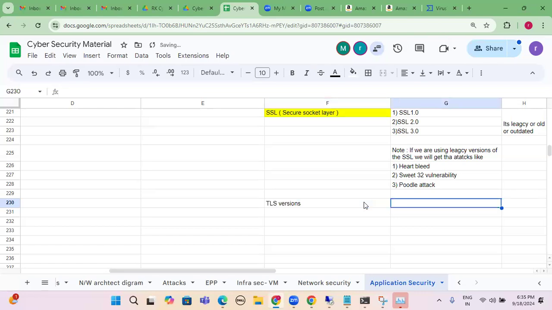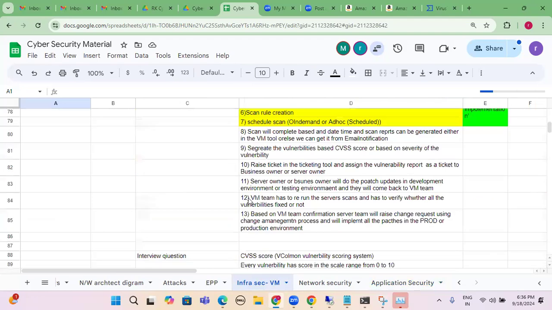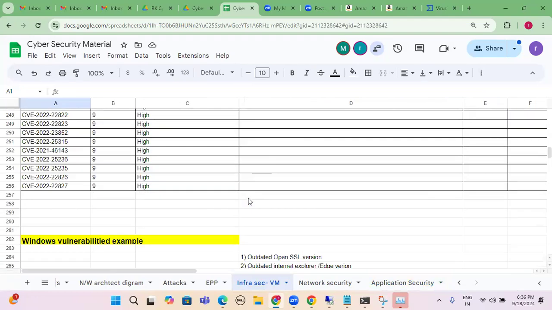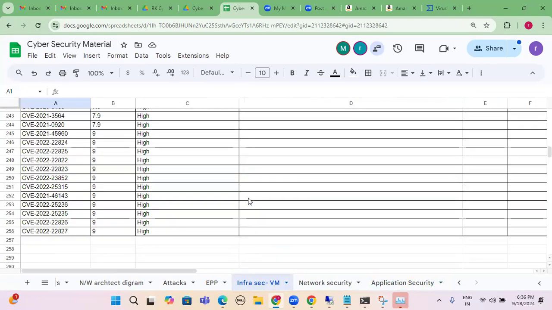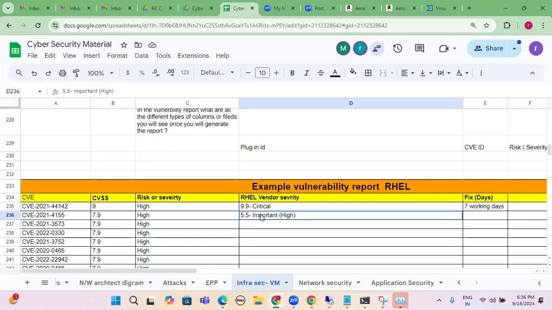So TLS versions are TLS 1.0, 1.1. In the vulnerability management, I'm not sure whether I provided these vulnerability names or not. Let me go and verify. These are all important things as well. I don't think I provided example vulnerability names. Legacy versions only we provided, I think.